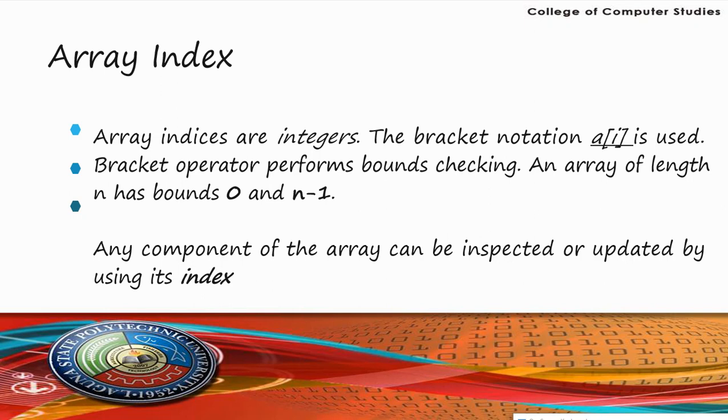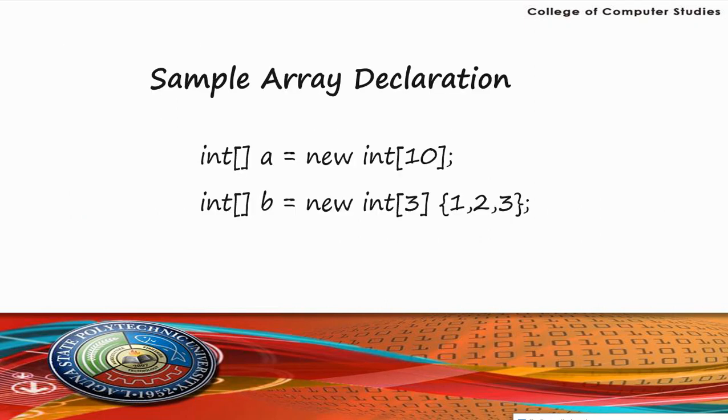Any component of the array can be inspected or updated by using its index. So the first element of your array can be found in index 0, and the last element can be found in index n minus 1.